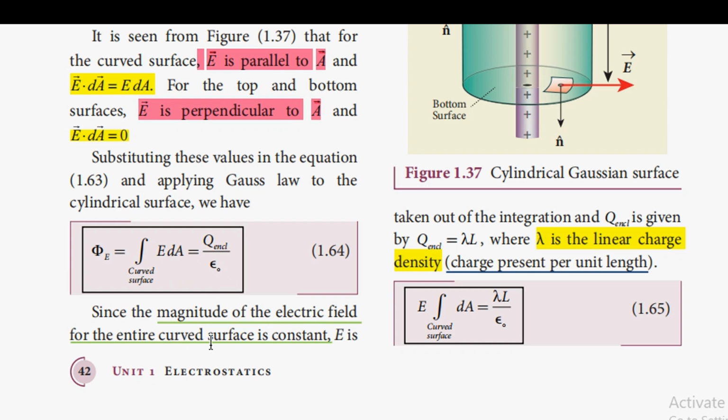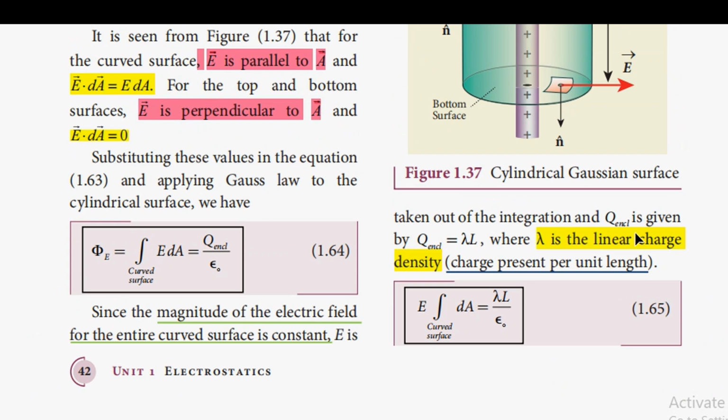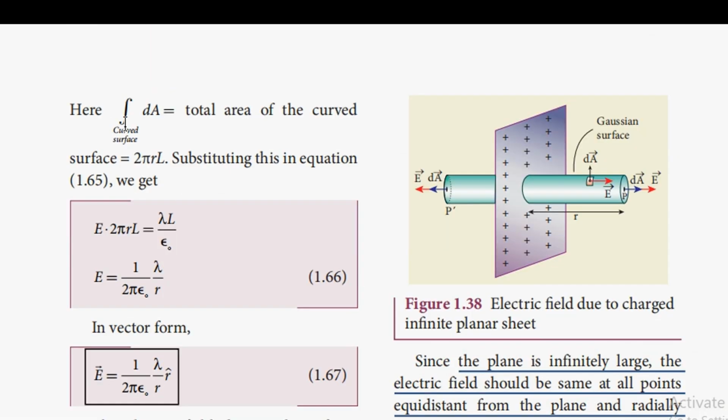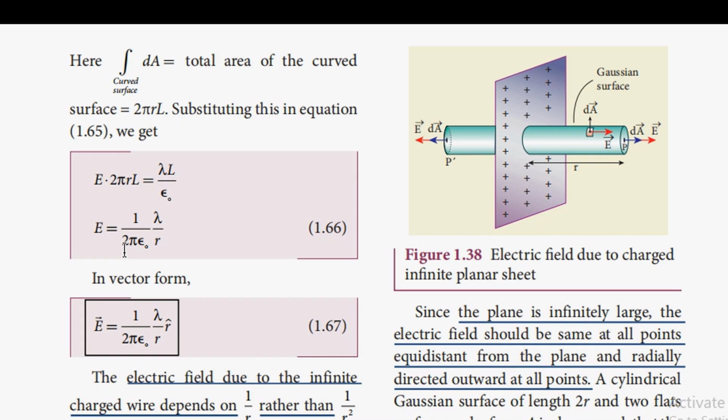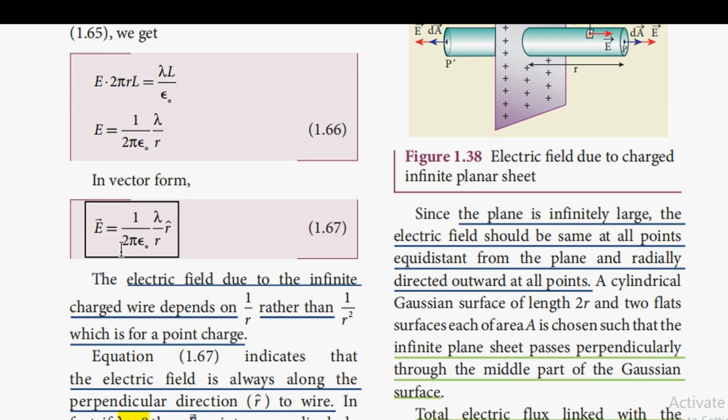Since the magnitude of electric field for the entire curved surface is constant, E is taken out of the integration and Q enclosed is given by Q enclosed equal to lambda L, where lambda is the linear charge density, that is given by charge present per unit length. So E into closed surface integral dA equal to lambda L by epsilon naught. Here, this closed surface integration dA is given by total area of the curved surface, that's given by 2 pi rL. Substituting this in the equation 1.65, we will get this equation 1.66, that is given by E equal to 1 by 2 pi epsilon naught lambda by r, which can be represented in vector form like this: E vector equal to 1 by 2 pi epsilon naught lambda by r into r unit vector.